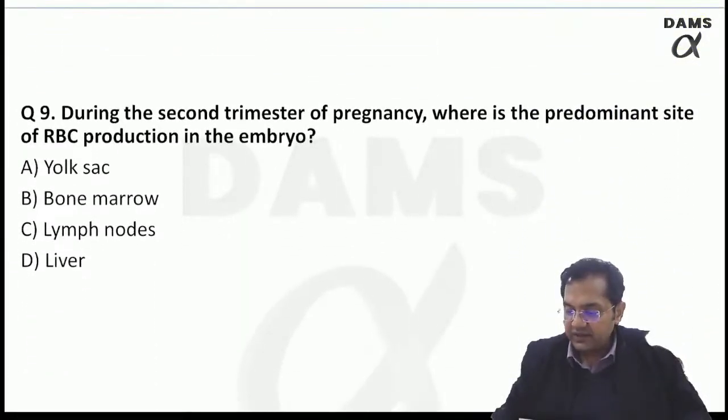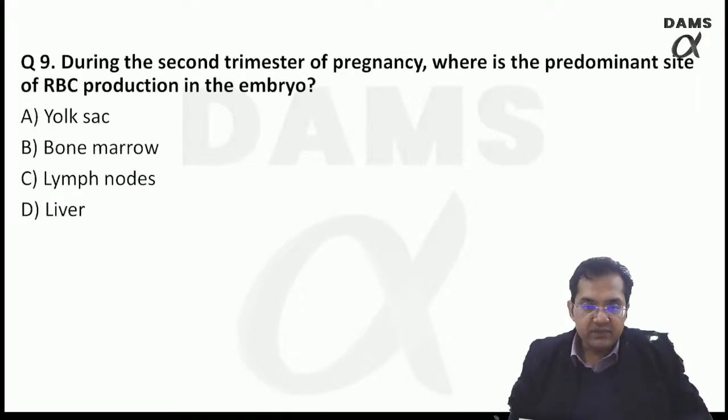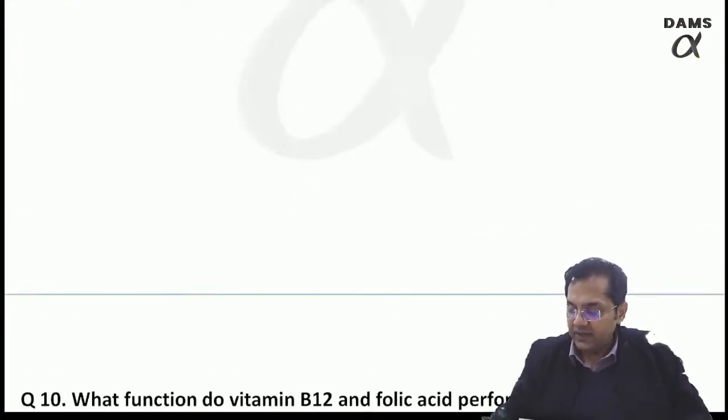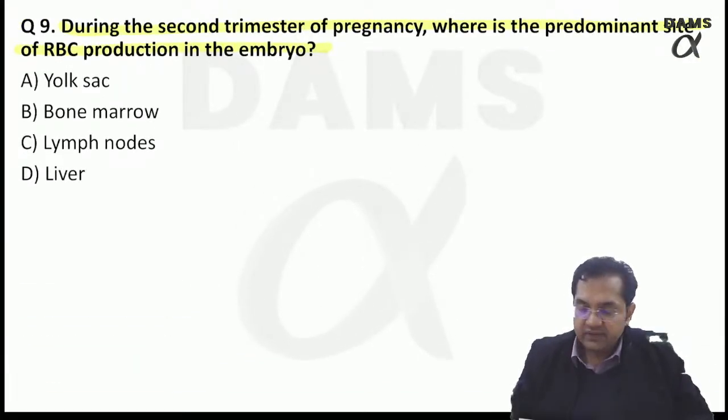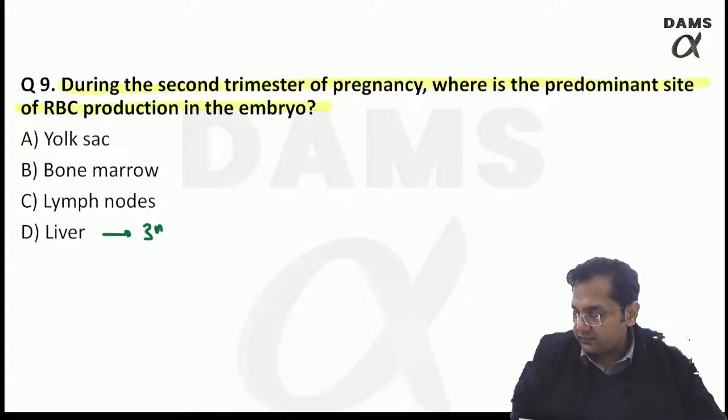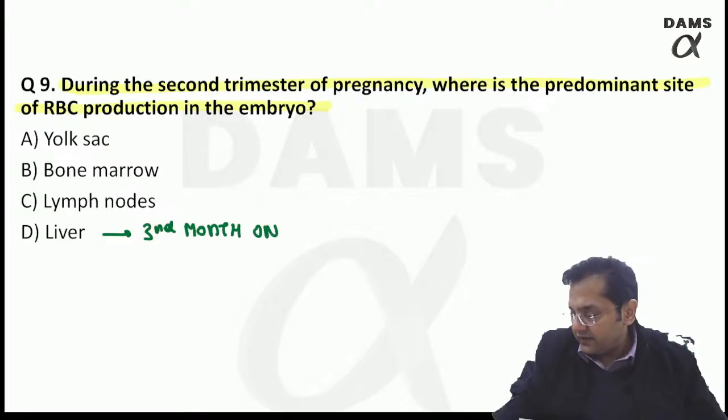That's right. During the second trimester of pregnancy, what is the predominant site of RBC production in the embryo, right? During the second trimester of pregnancy, what is the predominant site of RBC production? So generally we say yolk sac, is in the first 3 weeks. From third month onwards, it is the liver which is the main site.